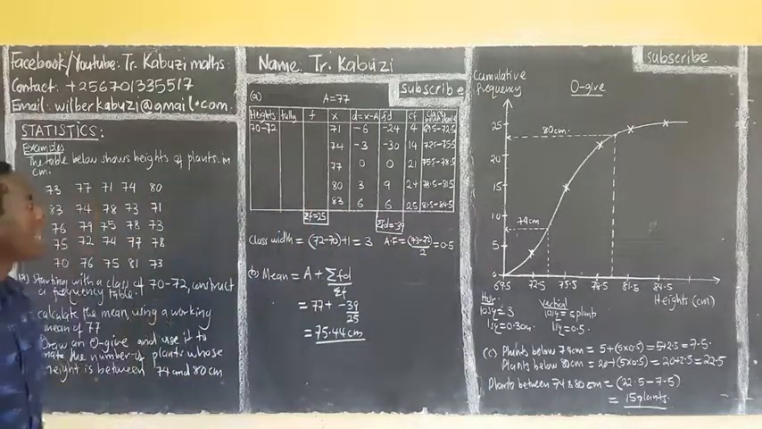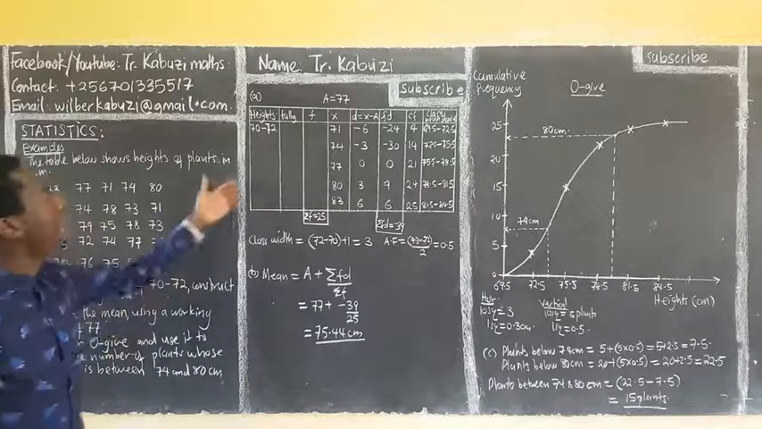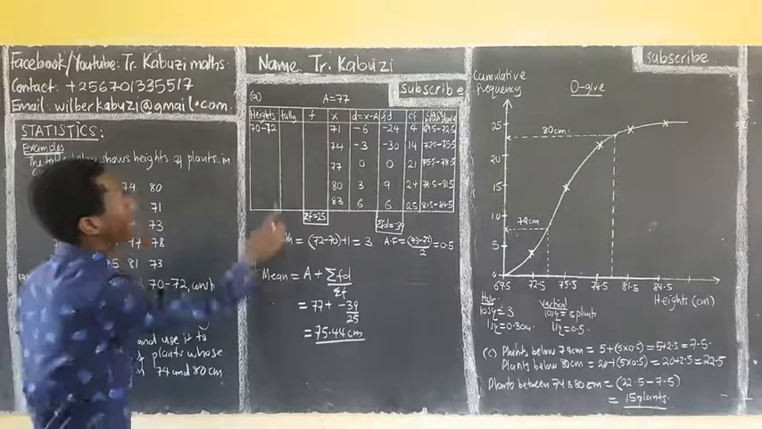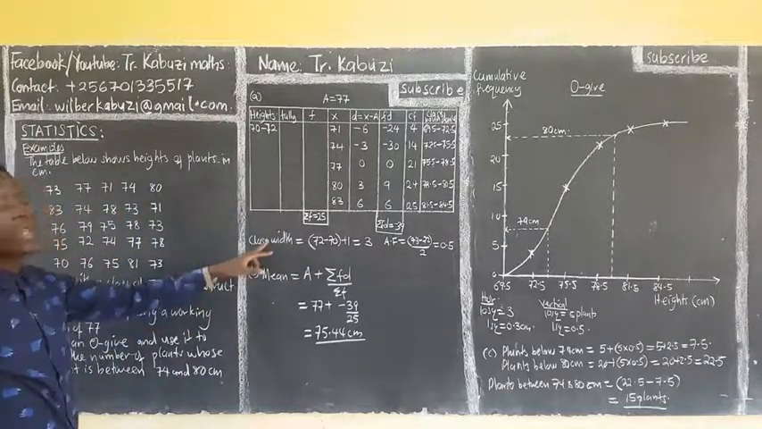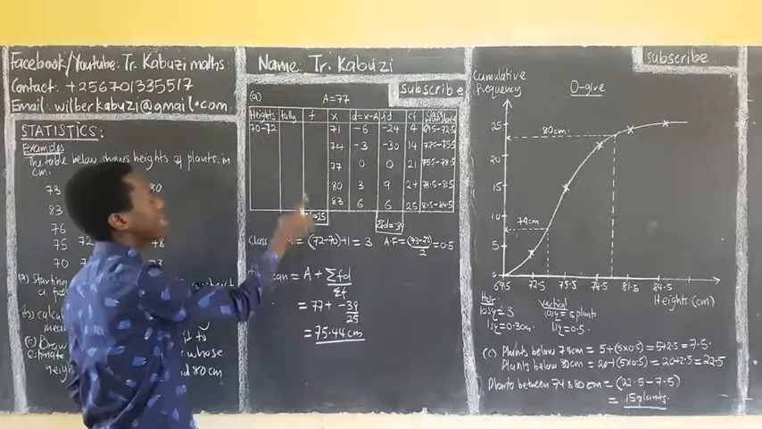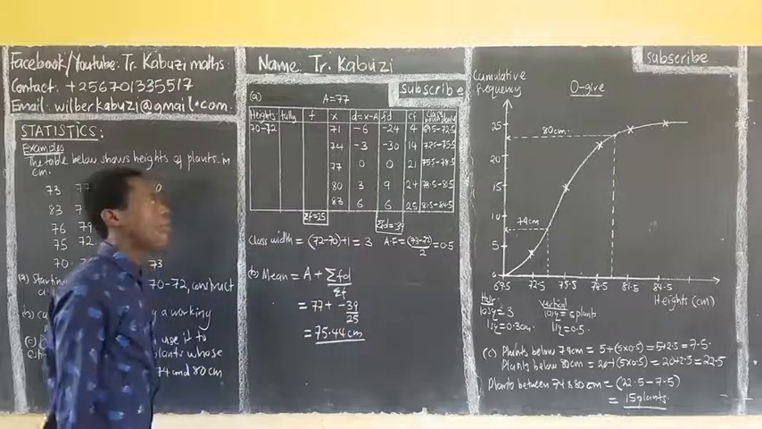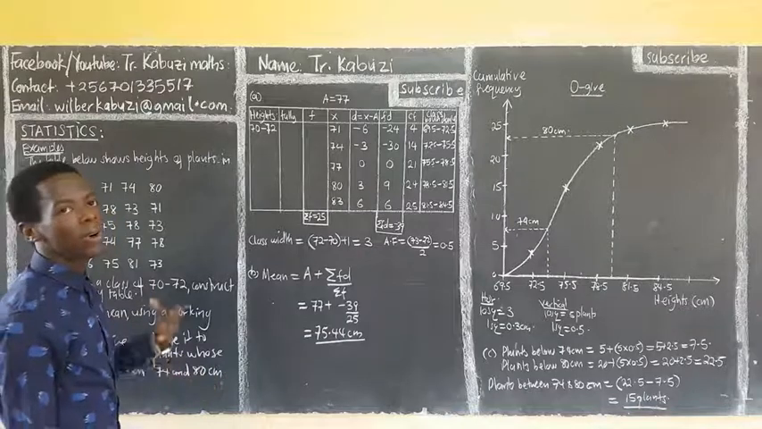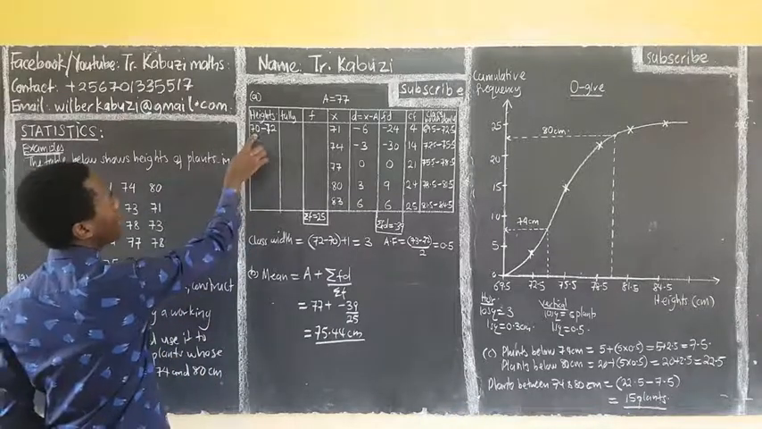Now, if they give you a starting class, how do they rate other classes? First, get the class width of the class they give you in the question. How do you get the class width? You get the upper minus the lower, then plus 1. The class width is going to be 3. So every class is going to be adding 3. To get the next class, add the 3 here.